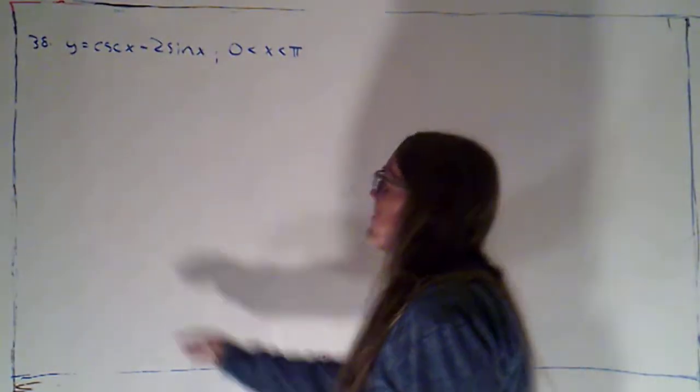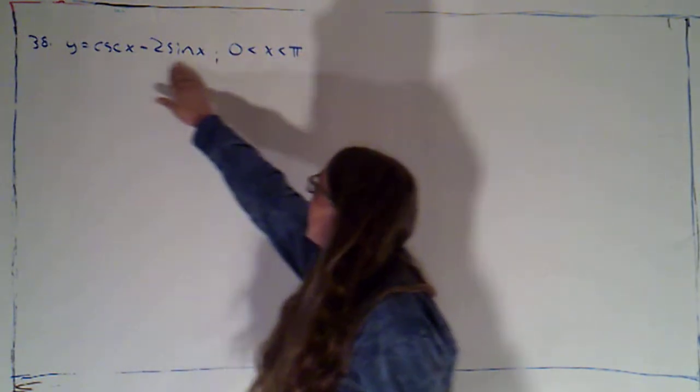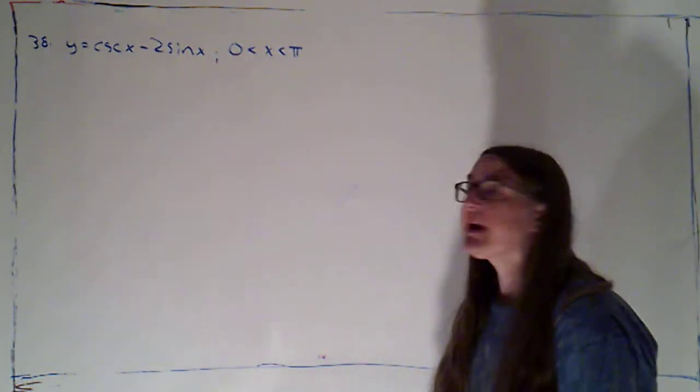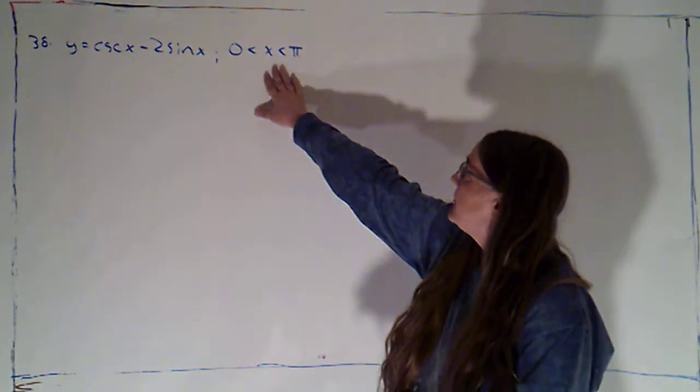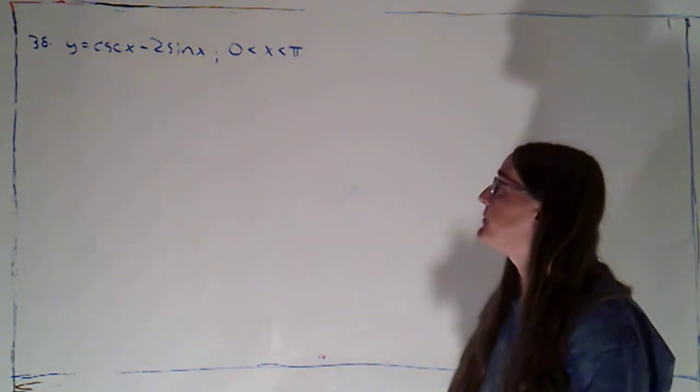Okay, for this example, I've chosen another even-numbered problem from the book. This is number 38. We're asked to graph y equals cosecant of x minus 2 sine x over the interval from 0 to pi.